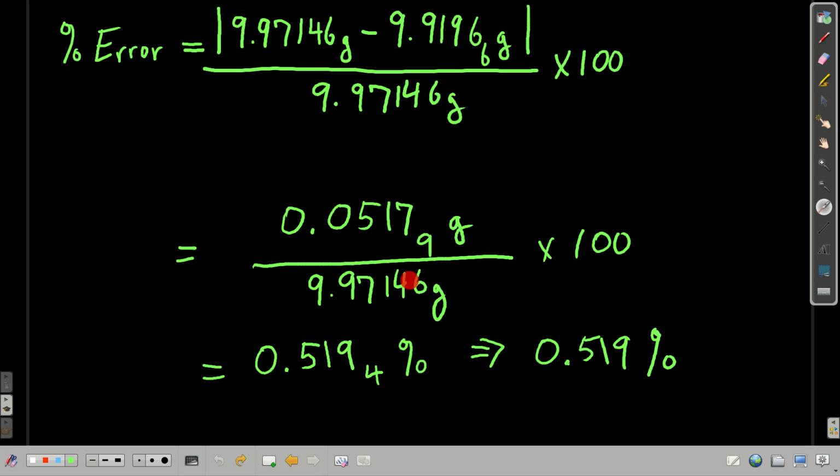The next step is the division and multiplication. It doesn't matter which order you do it in. And now we care about how many sig figs there are. Whatever has the least, that's how many we round to. Well, this number up here has 1, 2, 3 sig figs. Remember, the zeros don't count because they're leading. This one has 1, 2, 3, 4, 5, 6 sig figs. So the least of these two is 3. This 100, this is an exact number. So of all these, the least is 3. So we keep 3 sig figs. We get 0.519 sub 4%. The first insignificant figure is 4, which rounds to 0.519%.